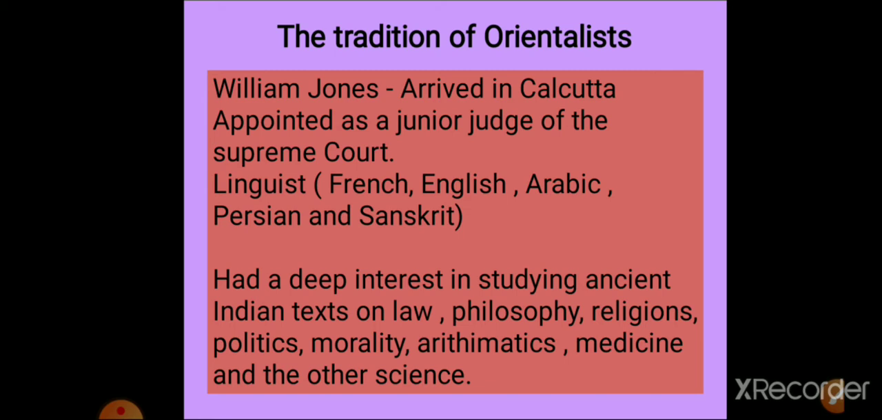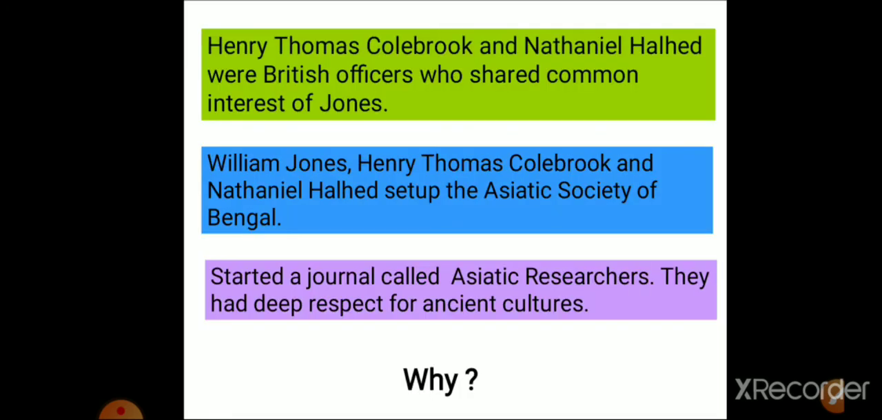Okay, so when William Jones arrived in Calcutta and was appointed as a junior judge of the Supreme Court, he tried to study the Indian culture in detail. He studied different books related to law, philosophy, religions, art, and literature, everything. Now, why? That was the big question. Now, let's see what happens.